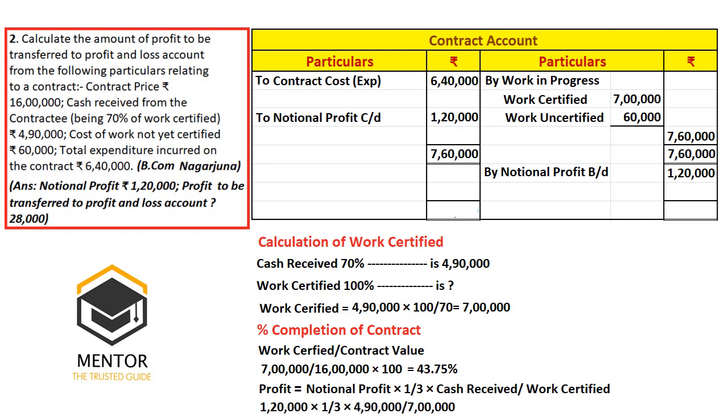Clear? So when you come to the profit calculation, 1,20,000 into 1 by 3, that is notional profit into 1 by 3 into cash received is 4 lakh 90 by 7 lakhs is equals to 28,000 profit should be transferred to P&L account. Therefore, to profit and loss account 28,000, then close this account. Balancing figure will goes to work in progress, that is reserve as a contingency. Clear? So we'll take up last question and we will wind up this video.